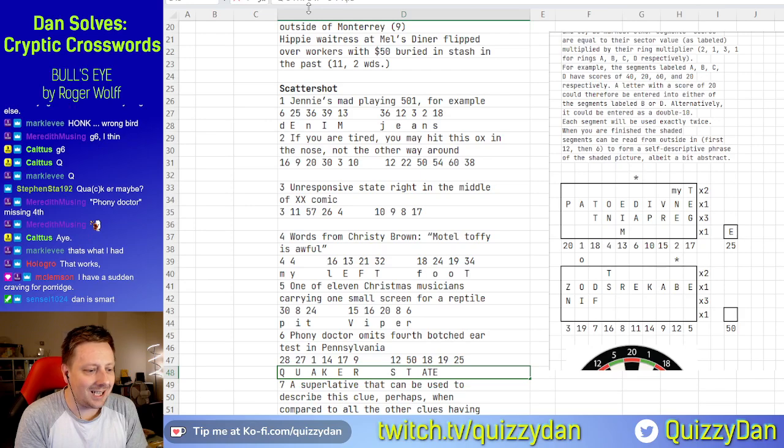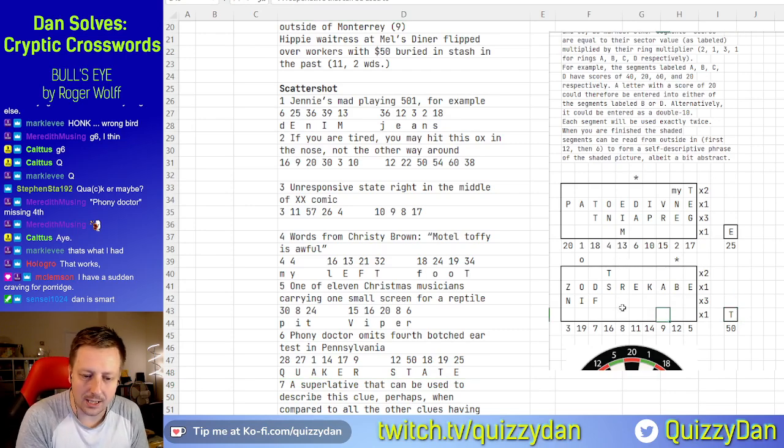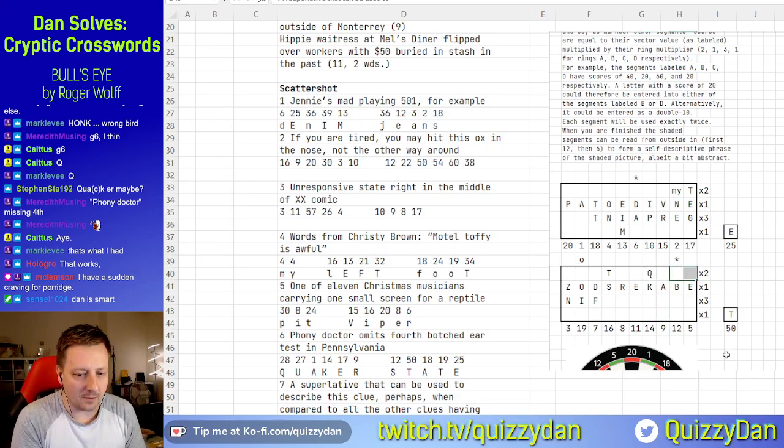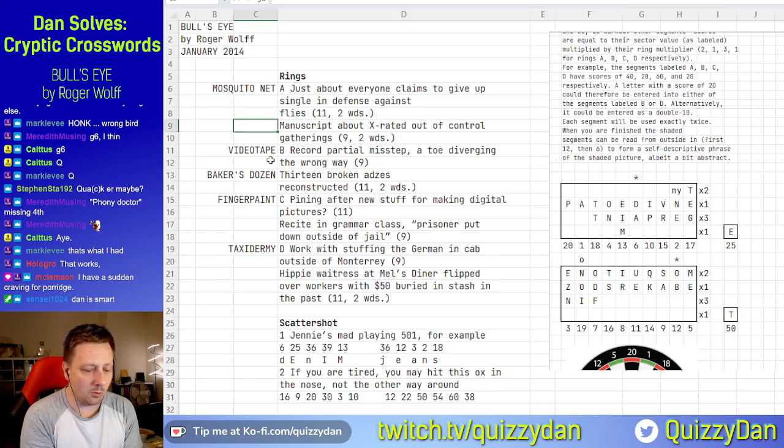And that puts a T in the bullseye, which we'll probably have to read as part of the shaded bits, I would imagine. So 28, double 14, Q. So that's got to be part of the mosquito net. Yeah. M-O-S-Q-U-I-T-O-N-E. T, and there's your T. So we know that this begins with either M or Y.